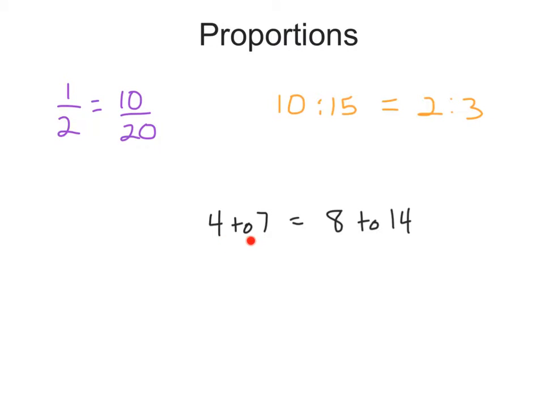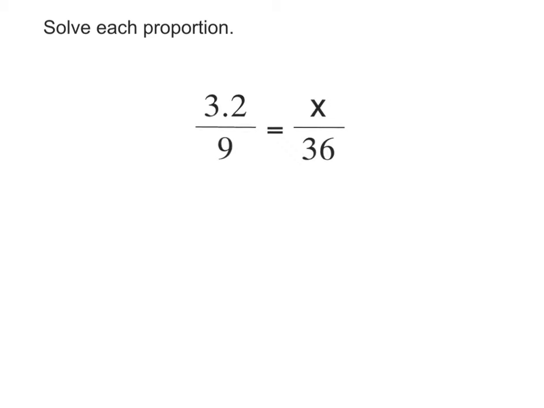Same thing here, 4 to 7. If I were to times both these by 2, I would get 8 to 14. So these are a proportion because they're equal. There are a number of different ways that we can solve a proportion. Here we're looking to find what we'd have to put in here for x in order to make this a proportion so that they're equal.